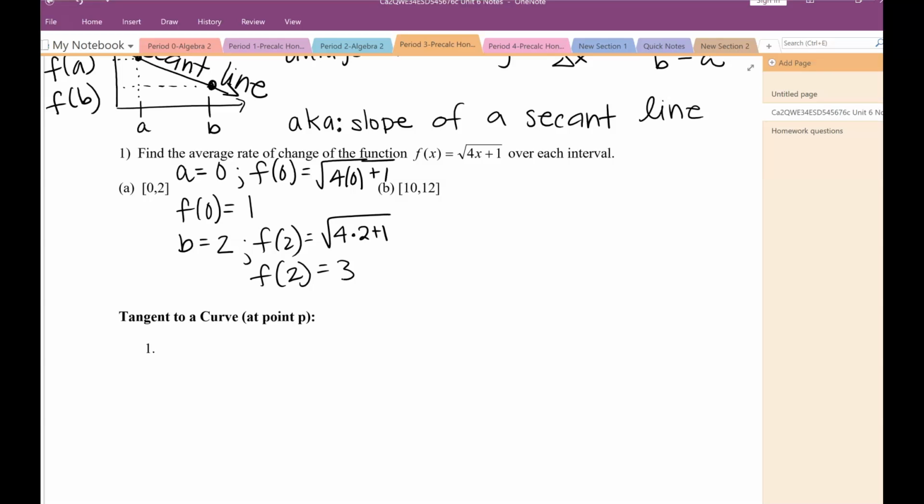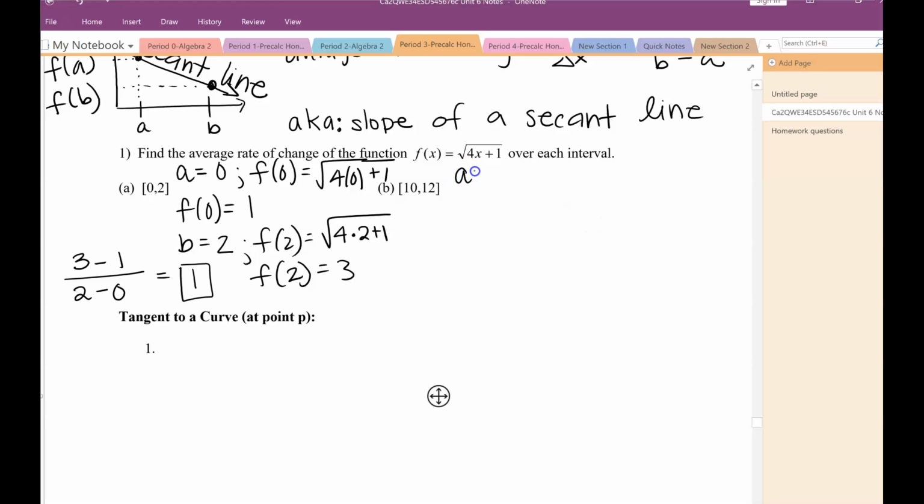So based on your slope formula, what are we going to do? 3 minus 1, divided by 2 minus 0, which is 1. So the average rate of change for that curve from 0 to 2 is 1. Do you think it's going to be the same from 10 to 12, which is part B? No. Okay, let's figure it out.